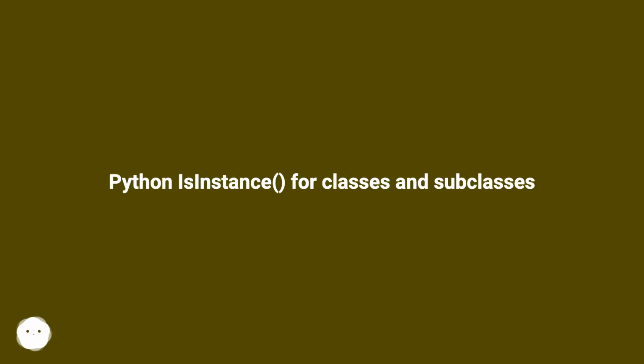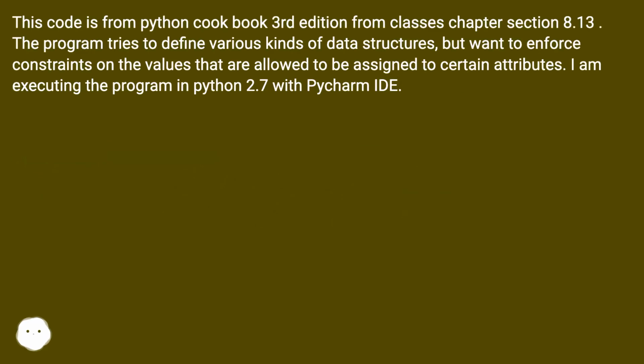Python isinstance for classes and subclass. This code is from Python Cookbook 3rd edition, from the Classes chapter, section 8.13. The program tries to define various kinds of data structures, but wants to enforce constraints on the values that are allowed to be assigned to certain attributes. I am executing the program in Python 2.7 with the PyCharm IDE.